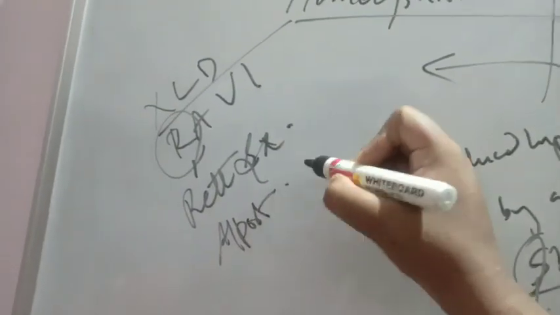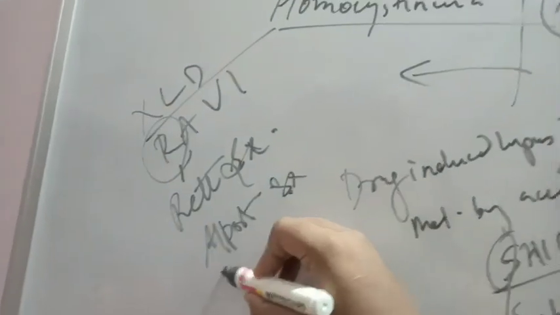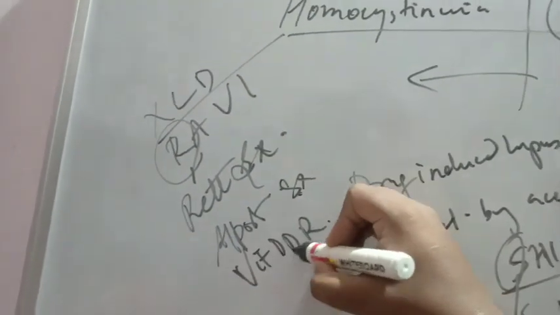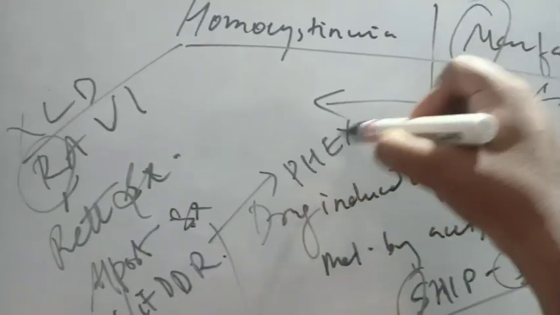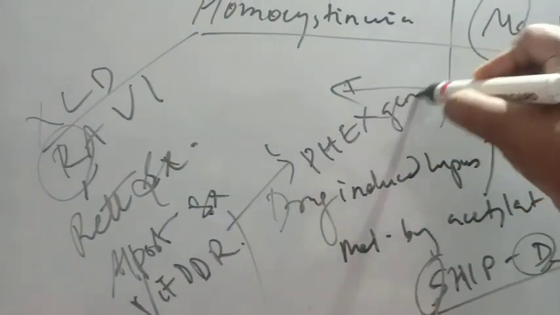Okay, A stands for Alport syndrome. Alport syndrome you have studied in kidney. And V is vitamin D dependent rickets, or hypophosphatemic rickets. A question can come here: what is the gene involved? It is the PHEX gene.